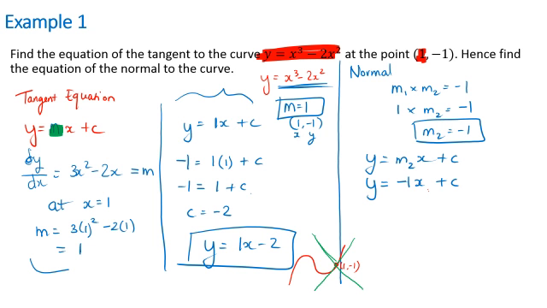So that normal also crosses 1, negative 1. So it is possible to sub 1, negative 1 into the equation. If I do that now, negative 1 equals negative 1 times 1 plus c. Solving for c, in this case, c will equal 0. Therefore, we know that the equation is y equals negative 1x plus 0, which is just negative 1x.